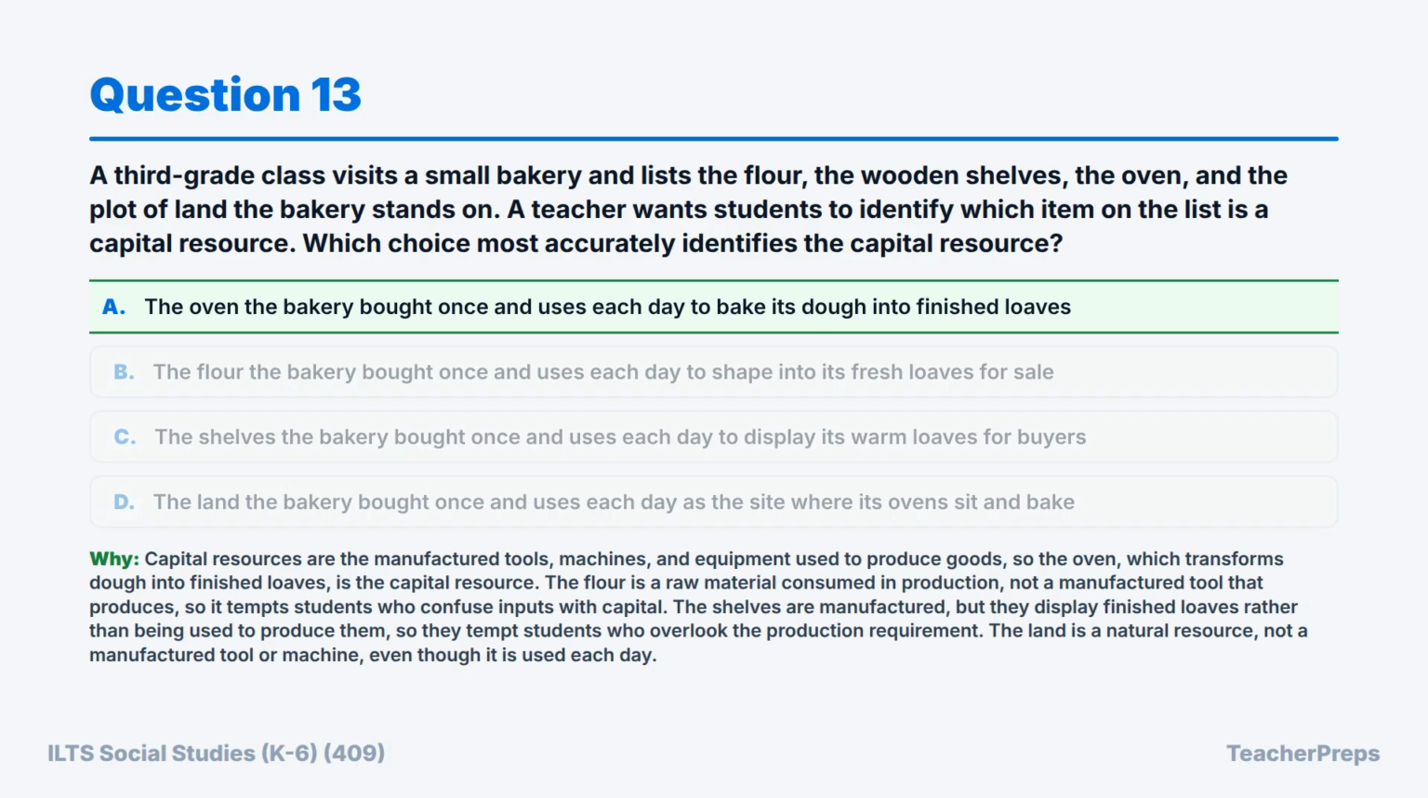The flour is a raw material consumed in production, not a manufactured tool that produces, so it tempts students who confuse inputs with capital. The shelves are manufactured, but they display finished loaves rather than being used to produce them, so they tempt students who overlook the production requirement. The land is a natural resource, not a manufactured tool or machine, even though it is used each day.